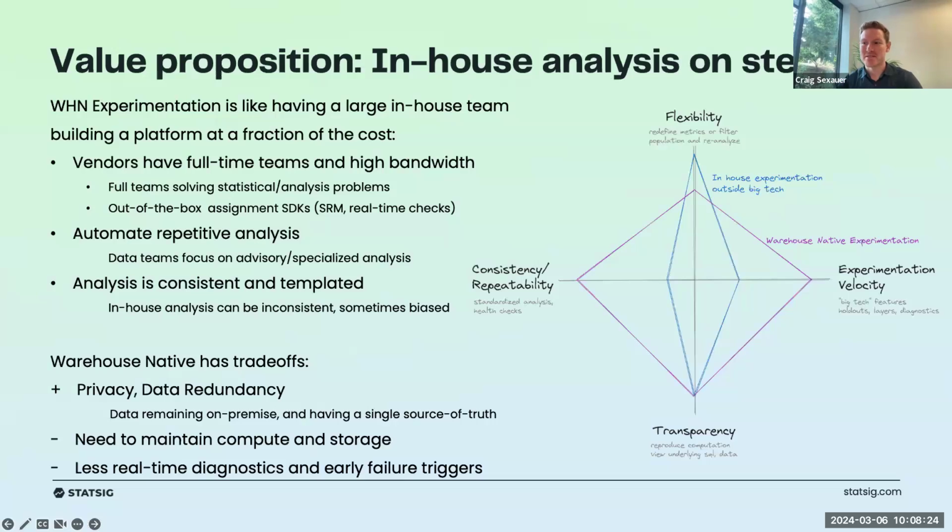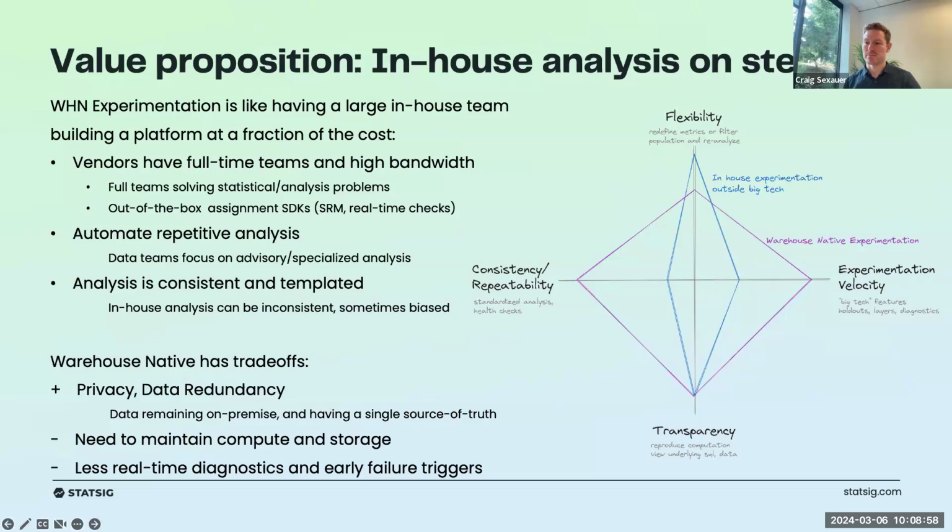Statsig is in the business of selling warehouse native, and the value proposition that we think is most compelling and true is that this is basically an in-house analysis tool, but on steroids. Generally, warehouse native experimentation is like having a large team working on your own in-house platform, but you get it for a fraction of the cost. This is just an economies of scale situation. Vendors have full-time teams and dedicated bandwidth for solving all the stats problems. They'll usually already have a well-built assignment SDK that does real-time checks for sample ratio mismatch, et cetera.